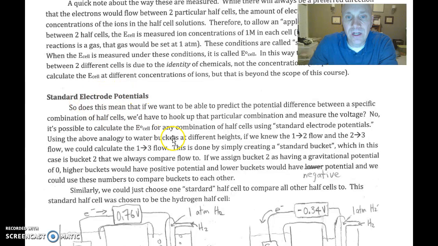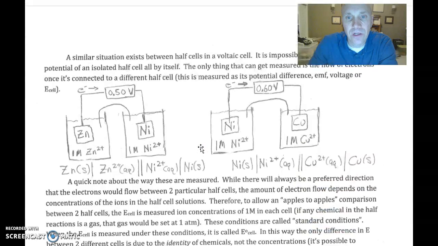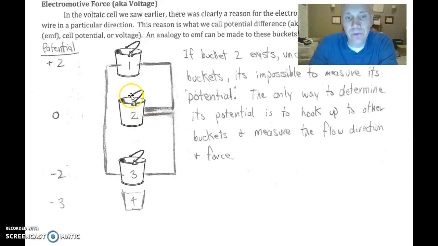So to start this topic, I want to go back to the earlier analogy that we were using, which is comparing these buckets. What we said is, if we wanted to predict how water would flow between any of these buckets, we didn't have to hook every single bucket up to each other. We could figure things out just by comparing every single bucket to one specific bucket, the bucket that we arbitrarily designate as having a potential of 0.